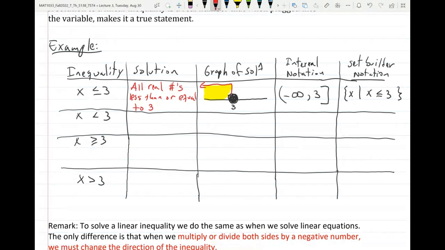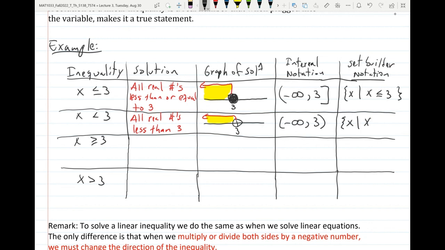So the next one is all real numbers that are strictly less than 3. So this time equality is not allowed. So the solution will look like this. Here is our 3. So we do an open circle, don't fill it in, and then we go left because that's where the numbers less than 3 are. And the interval notation then will look like this. This time we put a parenthesis, no square bracket. And then the set builder will be for real numbers x such that x is less than 3. Are we okay with this?